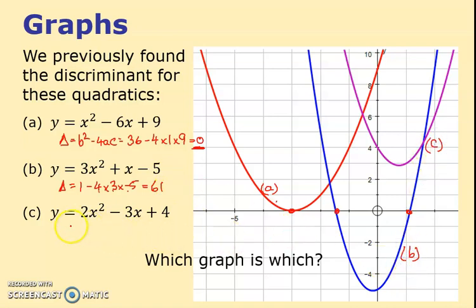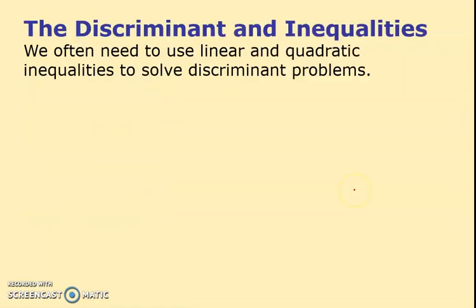So on this last one then, I'm just going to quickly check. I'm going to do the discriminant again. I've got b squared, which is 9, minus 4 times the 2 times the 4. That's, what's that, 32. 9 minus 32 is minus 23. Which, again, tells me there's no roots, it's less than 0, no roots, so therefore, notice it doesn't cross. So I'm happy with that.